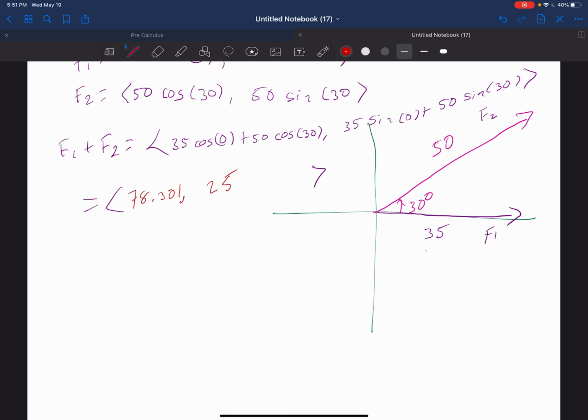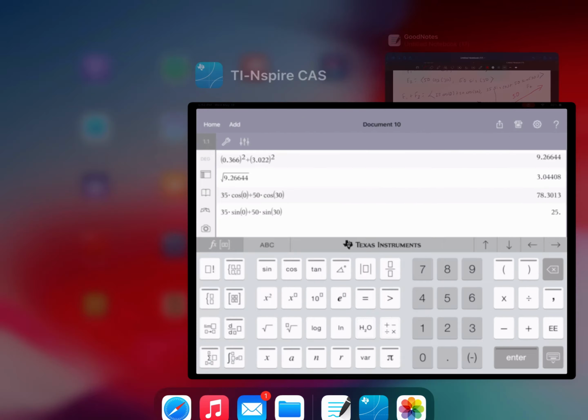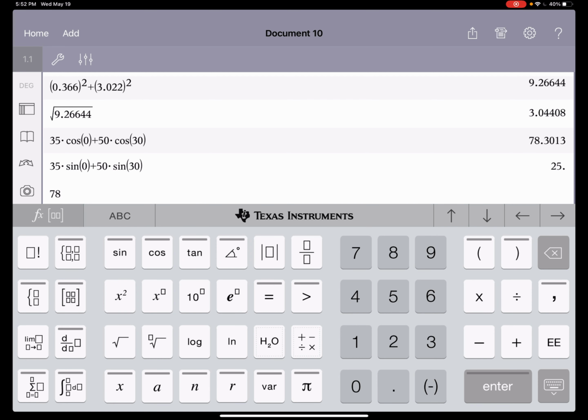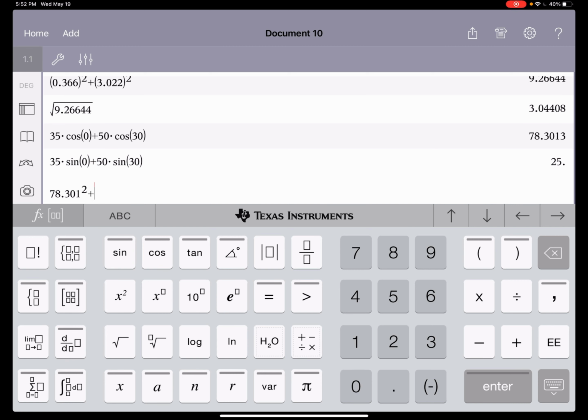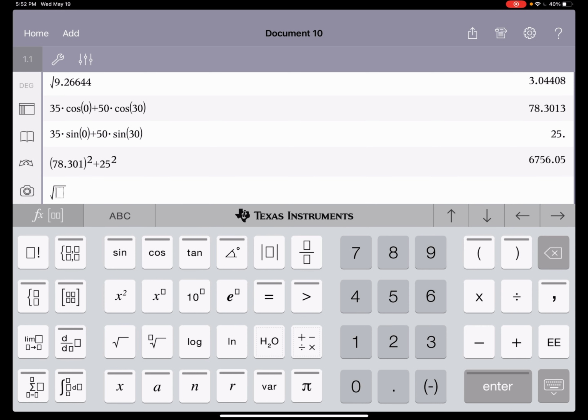Now all I have to do is find the magnitude of F1 plus F2, which will be the square root of 78.301 squared plus 25 squared. And I'm going to put that in my calculator and get my resultant force. So 78.301 squared plus 25 squared. Once I get my answer, don't forget you have to take the square root of it because you want to do the square root of a squared plus b squared.